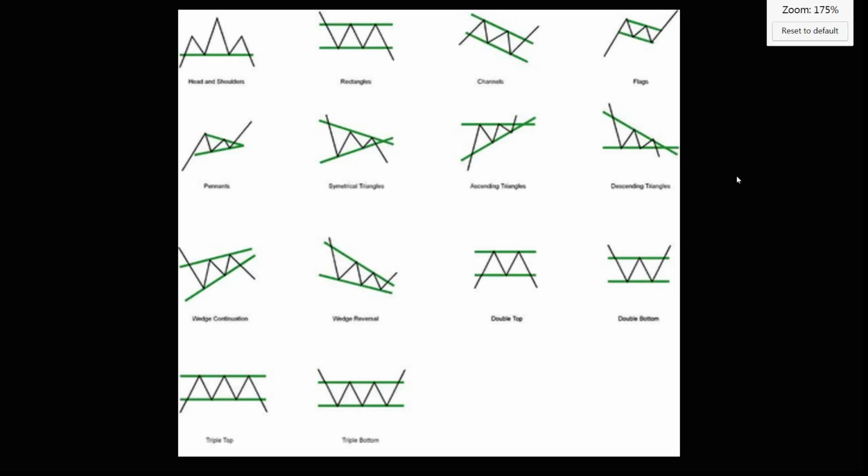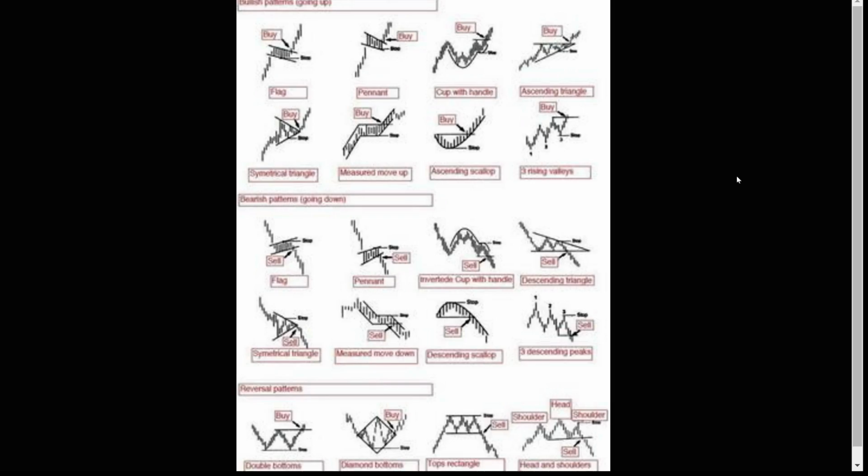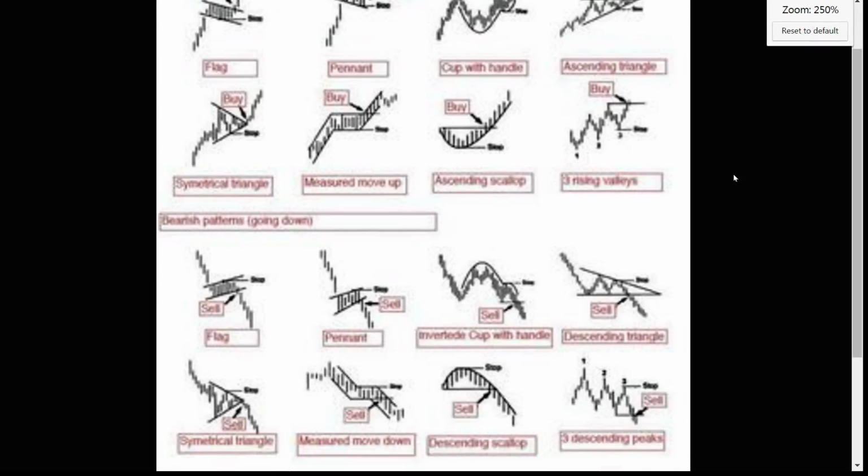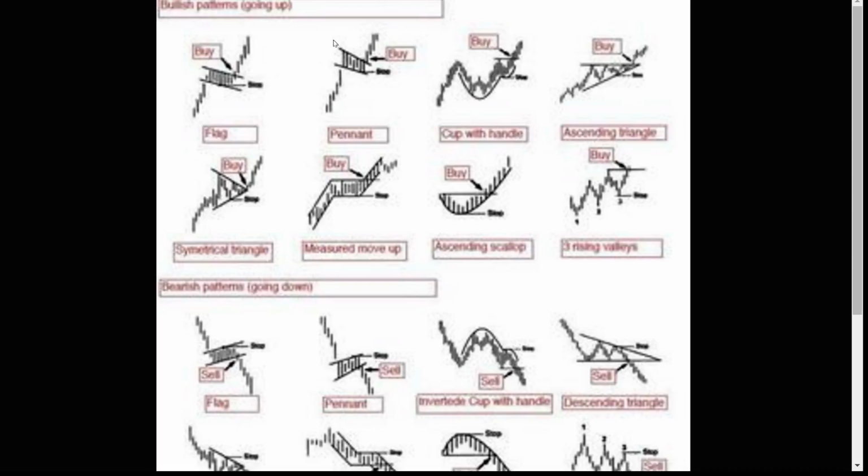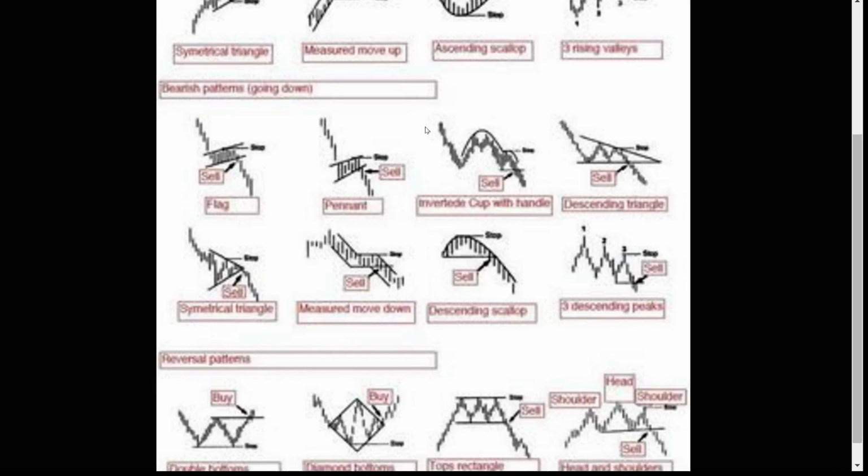These are just some pretty common basic patterns you want to look for that are fairly bearish or bullish. You've got the head and shoulders, the rectangles, channels, flags, pennants, symmetrical triangles, ascending triangles, etc. As you can see, it's a mix and pretty simple and straightforward. You go a little bit more complicated, and you can see here a little bit more of a clear idea when you should buy and when you should sell.